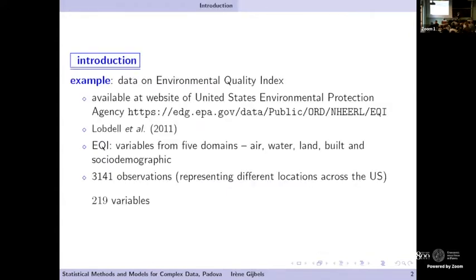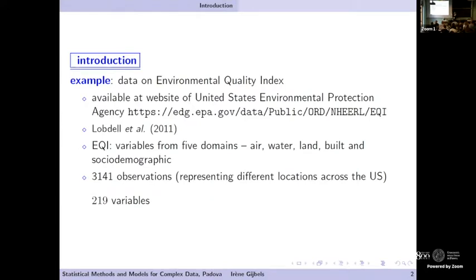I'll just start with a kind of toy example, because I will talk about it more on the way. It's a data set about environmental measurements, and there were about 219 variables. The data is available on the website mentioned here, and it measures all kinds of pollutants. They are measured for thousands of locations across the US. The variables were categorized into 5 domains: air, water, land, built, and socio-demographic.